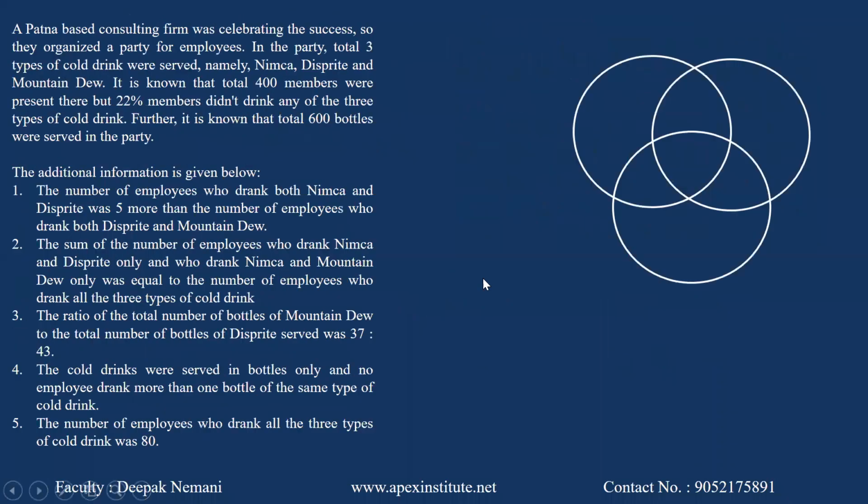Now, moving to the previous question. Question from Venn diagrams. A partner-based consulting firm was celebrating its success, so they organized a party for employees. In the party, a total of three types of cold drinks were served, namely Nimca, this is Sprite, and this is Mountain Dew.